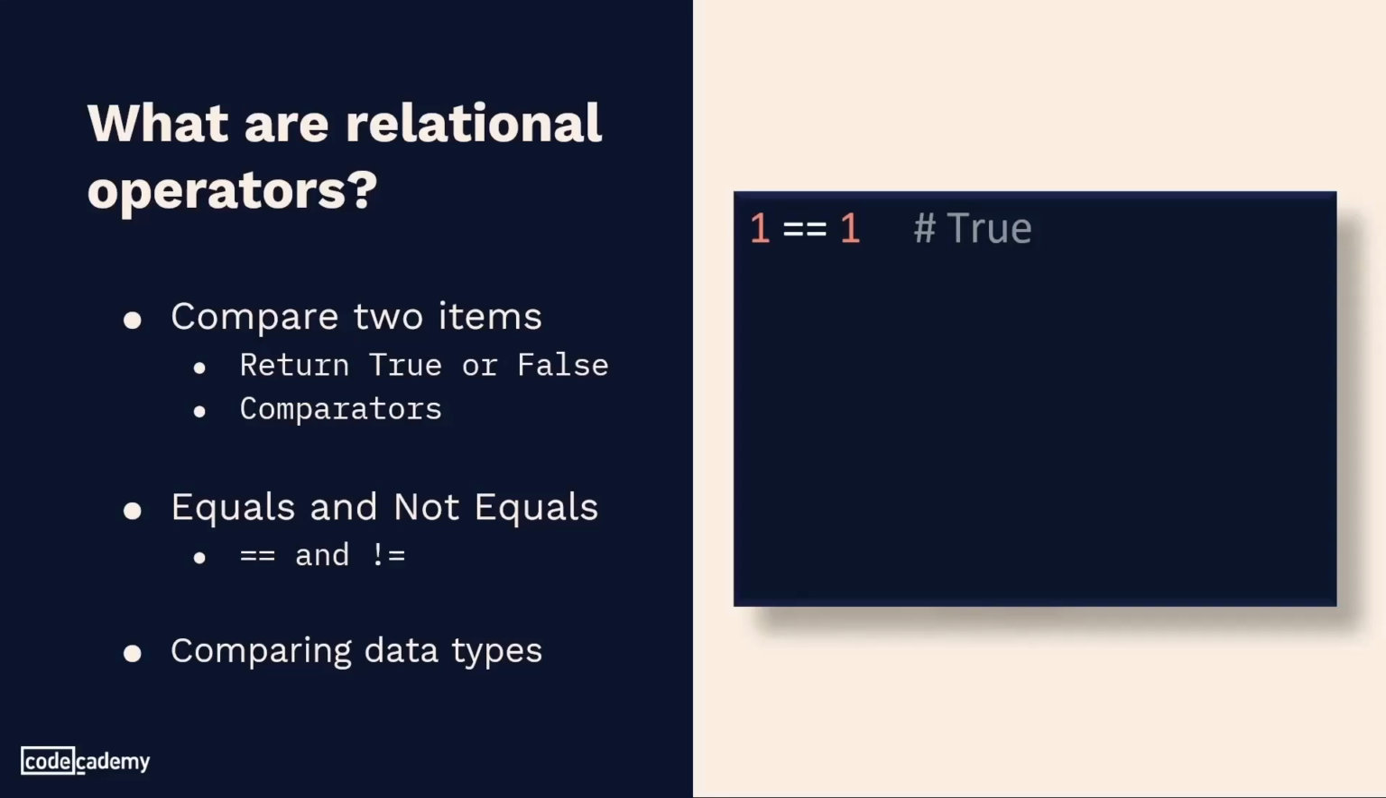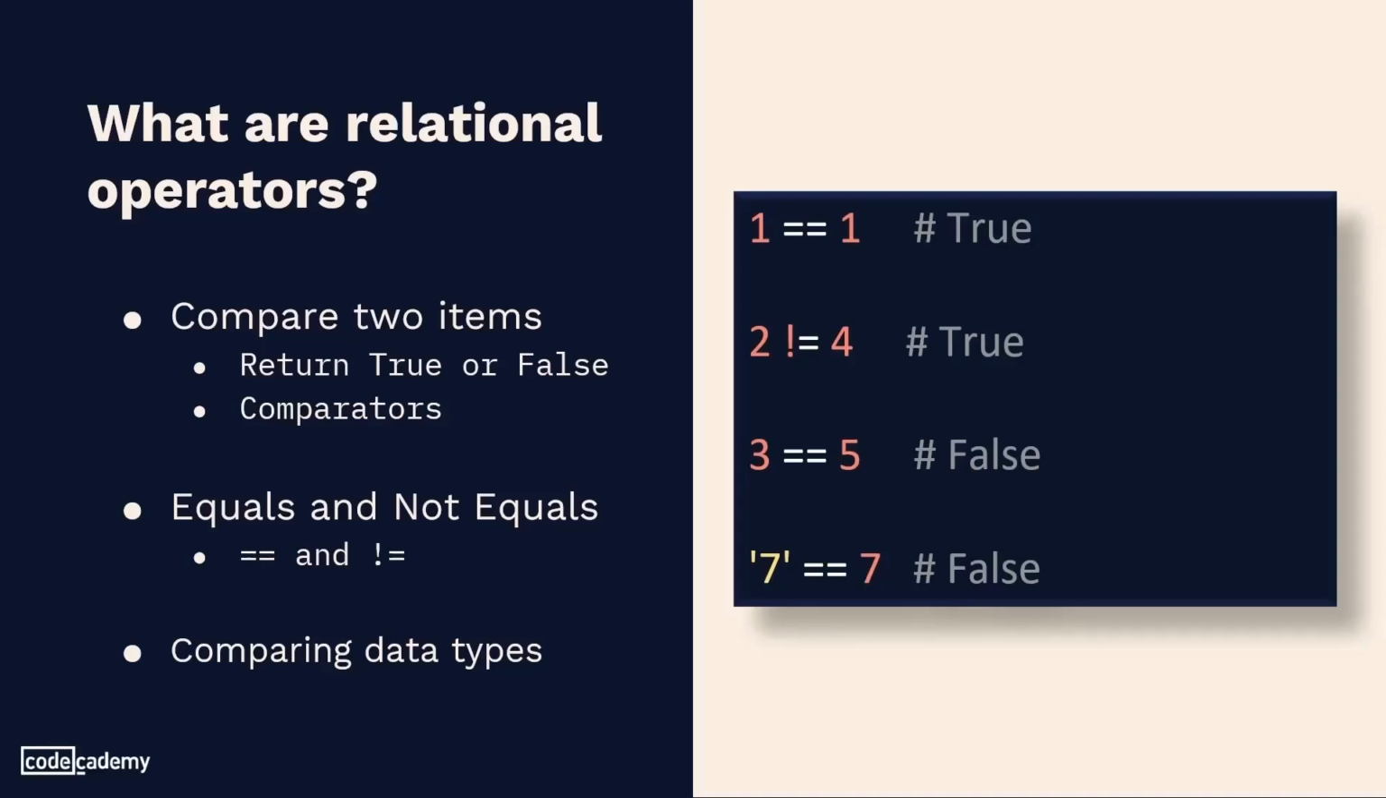First, we have 1 double equals 1, which returns true since the values are the same. Next is 2 is not equal to 4. This returns true since 2 is indeed not equal to 4. Then we have 3 double equals 5. This returns false since they are not equal, so the expression is not true. Finally, we have the string 7 double equals the number 7. This returns false since the data types are not the same.